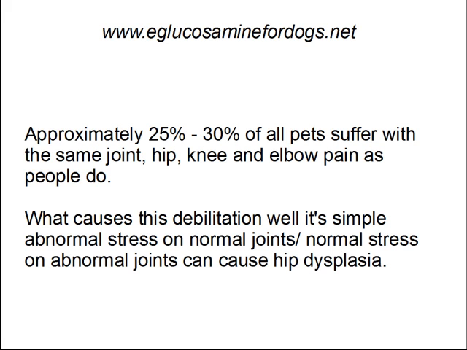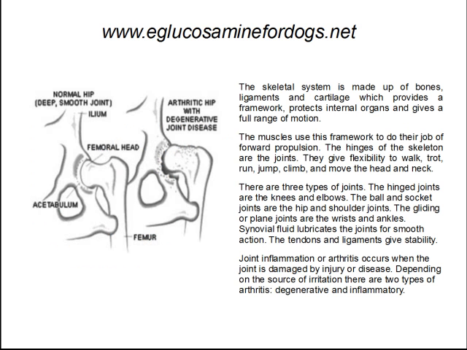Approximately 25 to 30% of all pets suffer with the same joint, hip, knee, and elbow pain as people do. What causes this debilitation? Well, it's very simple. Abnormal stress on normal joints or normal stress on abnormal joints can cause hip dysplasia and arthritis. Take a look at the photo on the left. You have a normal hip compared to an arthritic hip with degenerative joint disease.